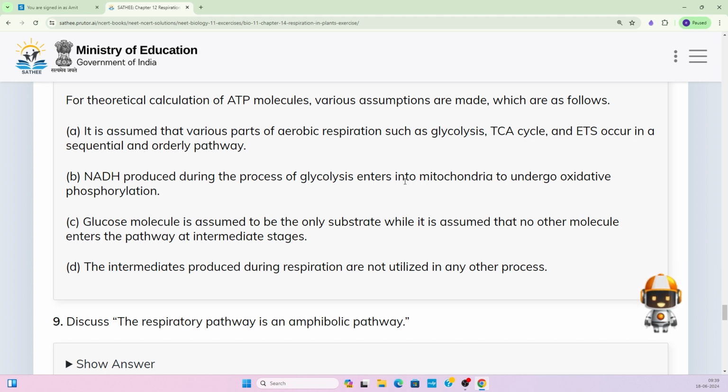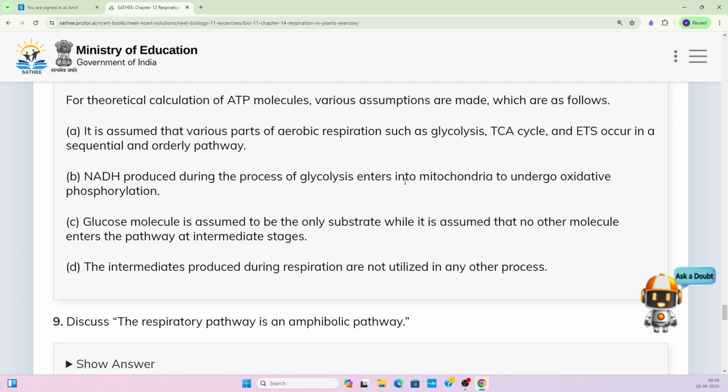First the glycolysis process takes place, occurring in the cytoplasm. Then the end product of glycolysis, pyruvic acid, is first changed to acetyl coenzyme, then it enters the TCA cycle, the Krebs cycle, and then the ETS, the electron transport system, occurs in sequential order in this pathway. Second, NADH produced during the process of glycolysis enters into the mitochondria to undergo oxidative phosphorylation.